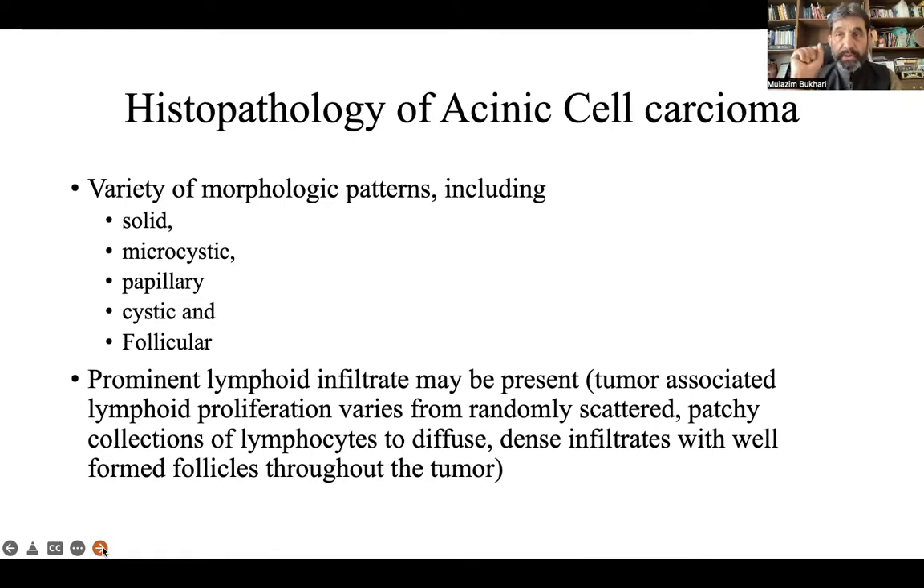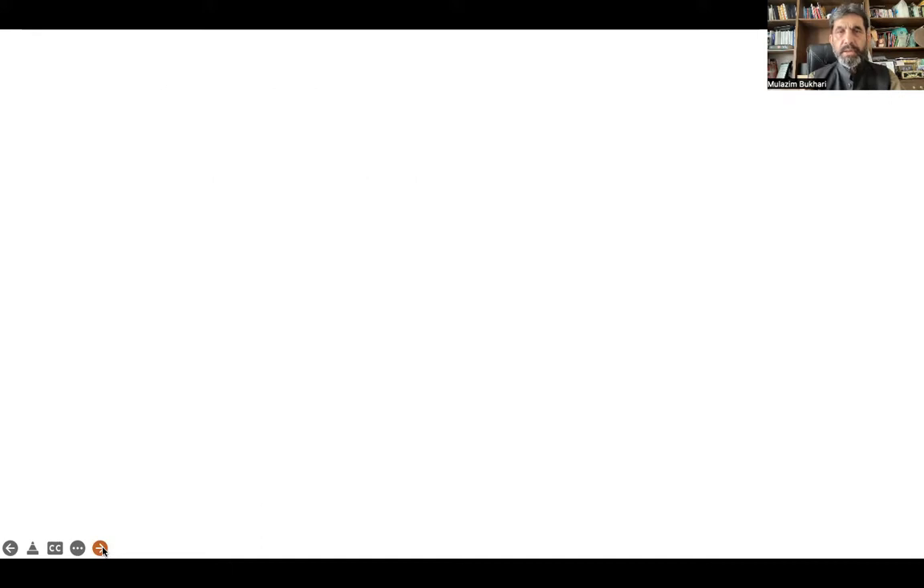Another important histological feature is that predominant lymphoid infiltration may be present, tumor associated. This also is associated with the prognosis of the patient. The lymphocyte infiltration has a good prognosis, and the lymphocytes may be diffuse, may be focal, may have germinal centers.